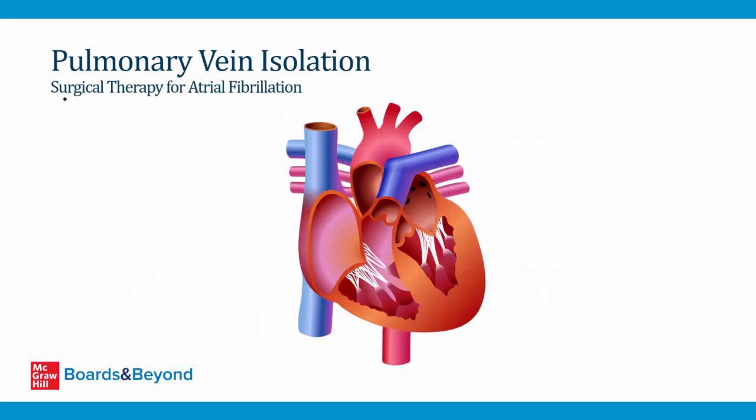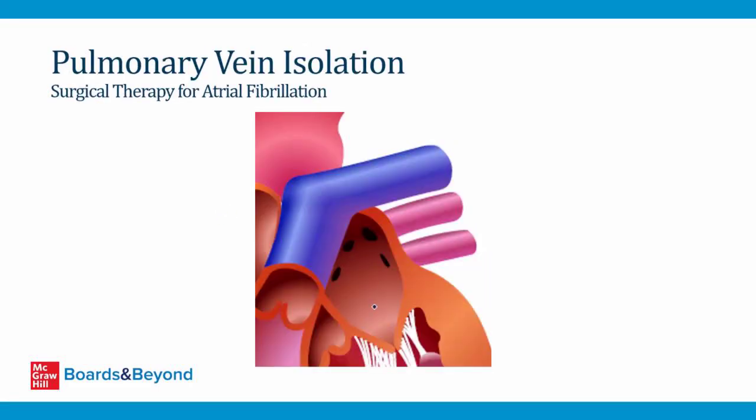There is one surgical therapy for the treatment of atrial fibrillation. It's called a pulmonary vein isolation. And I'll explain what this is by zooming in on the left atrium in this cartoon on the screen here. So in the left atrium, you usually have 4 pulmonary veins that drain into the left atrium.